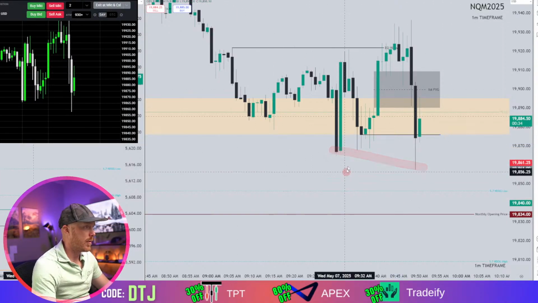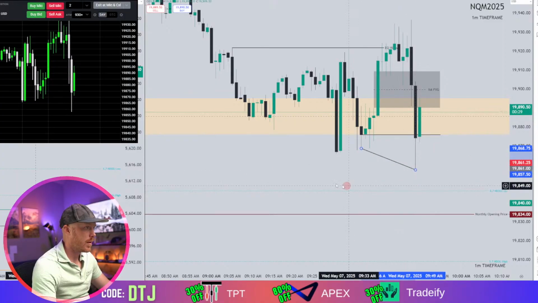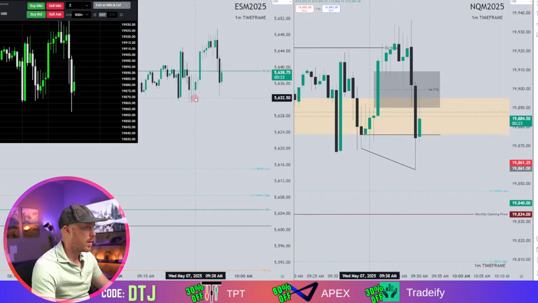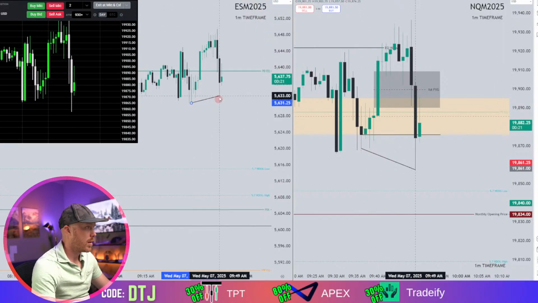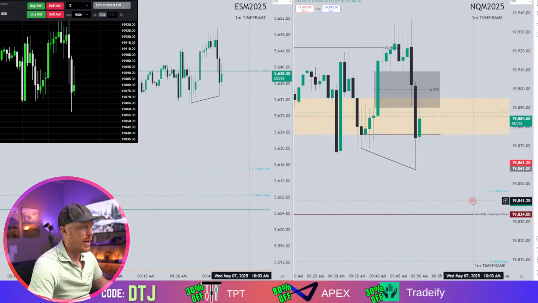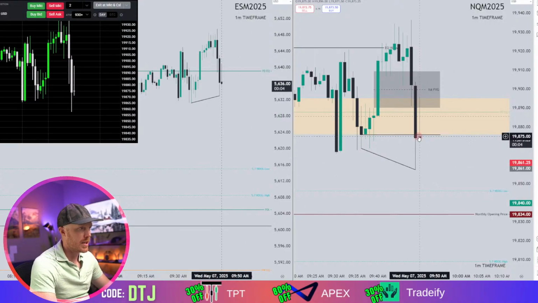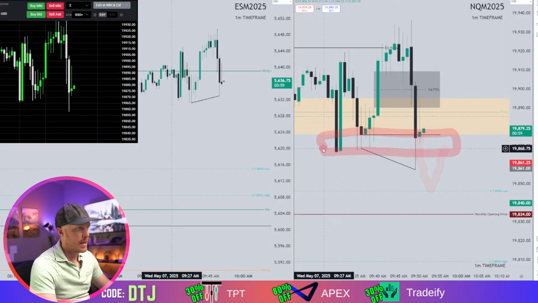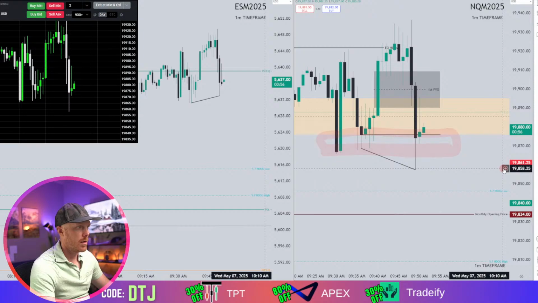And we have an SMT right now. We have an SMT right here, okay, on ES and NQ. ES made a higher low, NQ made a lower low. So now that we have an SMT, I can't just go short right here. I need ES to also make that lower low. And then we could potentially look for price to come back up into this breaker area, and then we can look at going short.